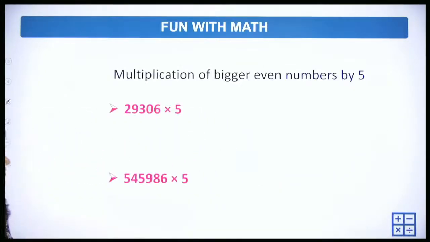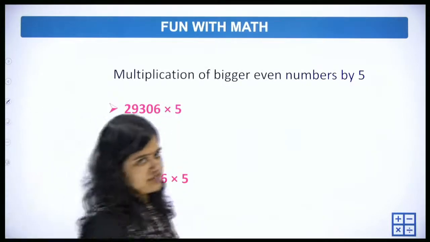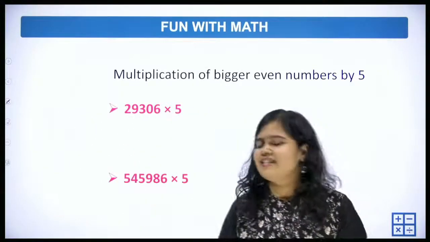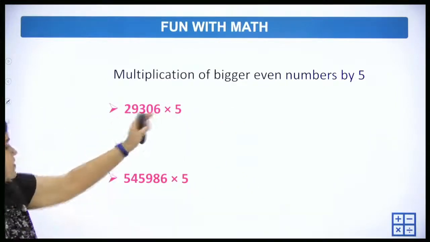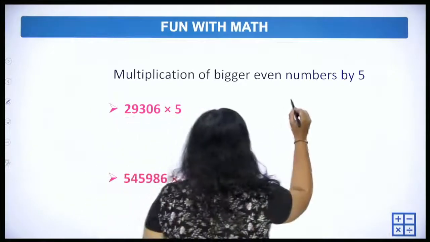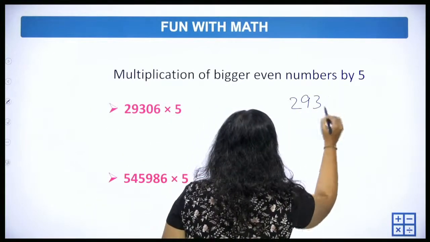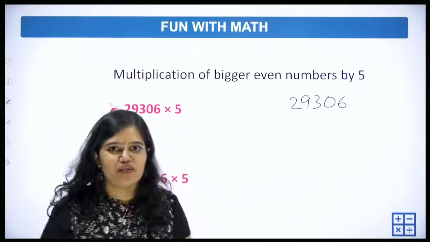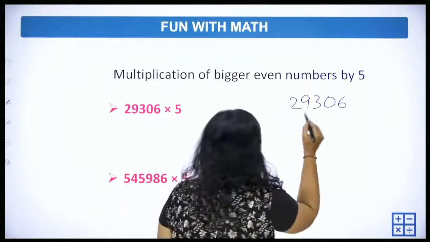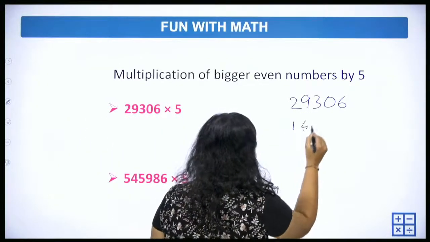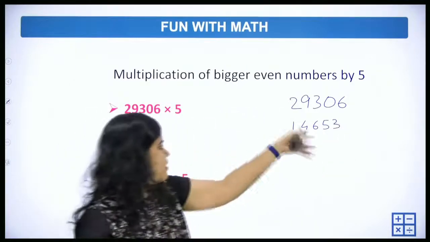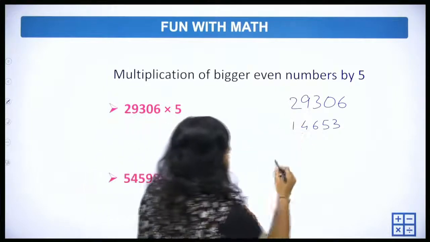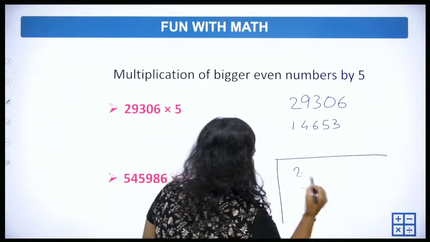So, let's look into one more question now. Multiplication of bigger even numbers by 5. So these are the two numbers. Let's solve them now. Right. So the number is 29306. Right. 29306. Stopwatch on for 5 seconds. So let's divide by 2 first. 1, 4, 6, 5, 3. Right. How did I do it so fast? Let's do that also.